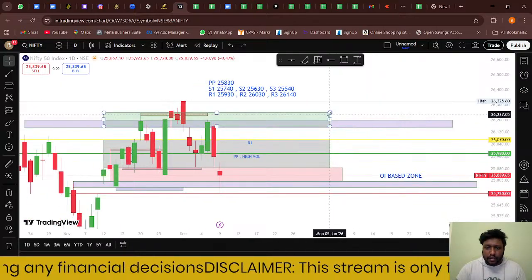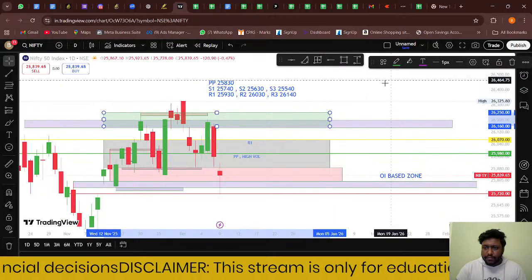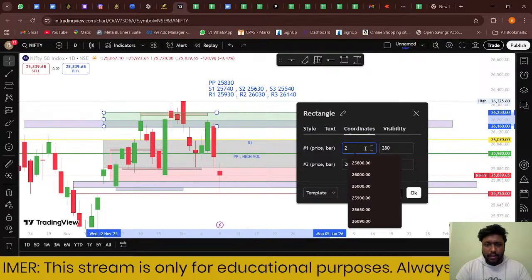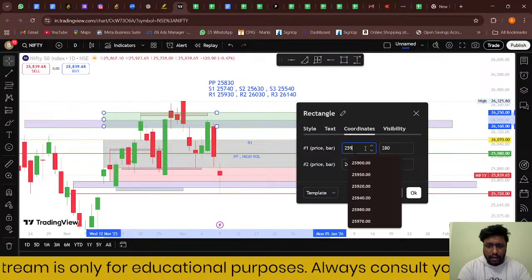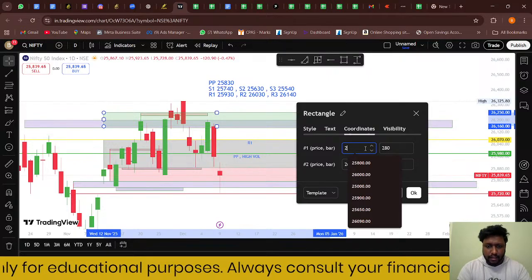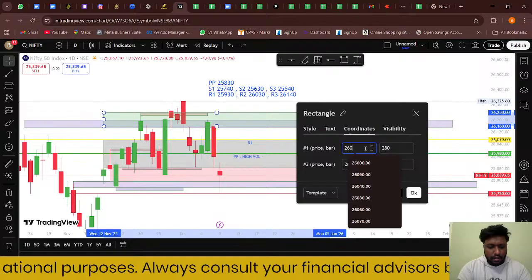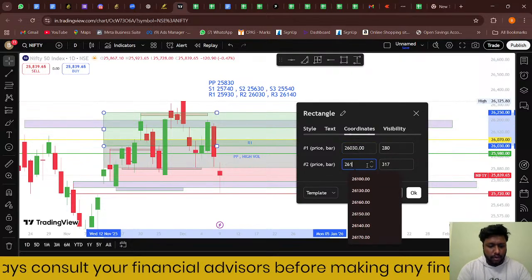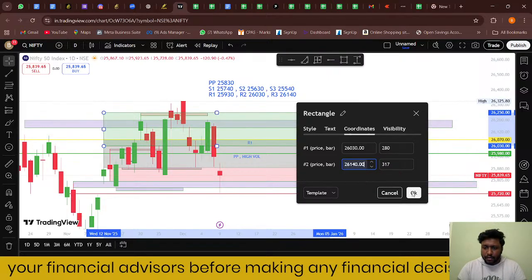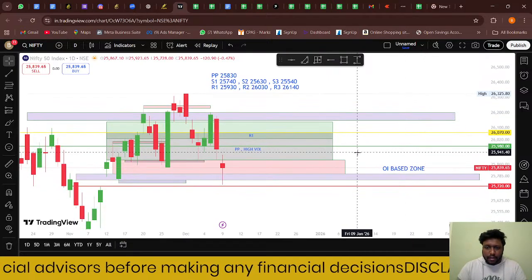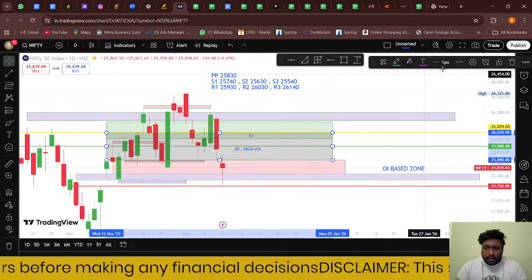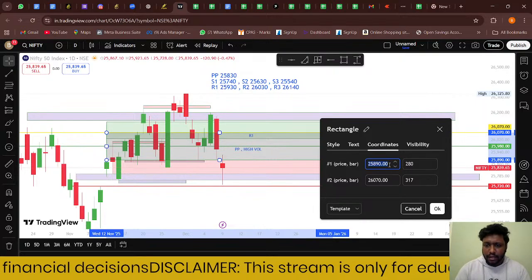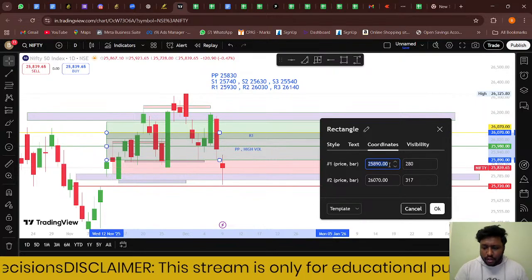We will quickly mark the zones, and we will discuss it. It will be 25,900, and second resistance 26,030, and 26,140. This is where our bullish zone comes, where if the market moves with a good bullish momentum, then definitely we can consider our bullish zones.